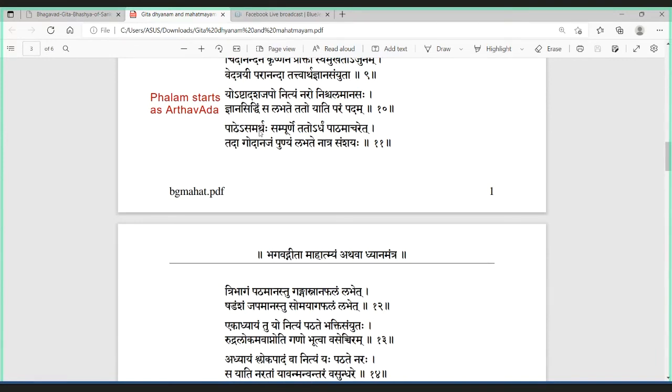Pathe asamartha sampurne. Pathe smartha sampurne. Tatordham pathamacharet. Tada godanajam punyam. Labhate natra samshayaha. Pathe asamartha sampurne. If somebody is not able to, samarth nahi hai, samarthya nahi hai, to do the entire 18 chapters completely, sampurna, is not able to do the parayanam of all the 18 chapters. Tataha ardham patham acharet. He should do half of it. What would be half of 18?